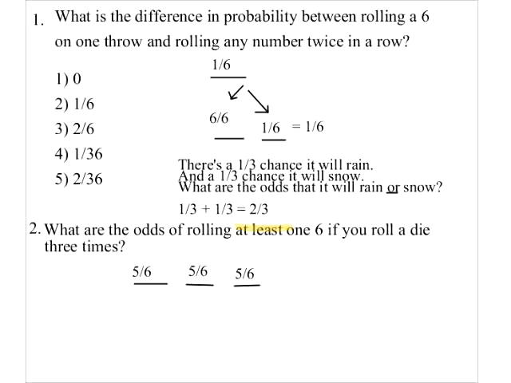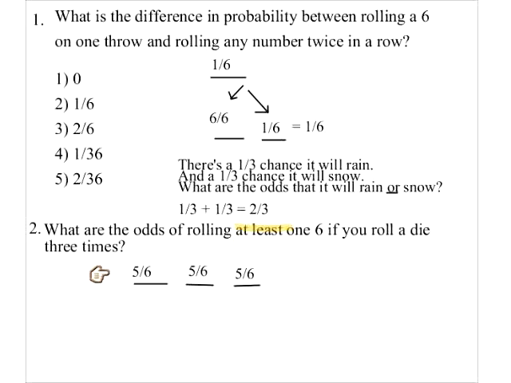Now, is this an and question or an or question? Do I need to multiply or add? I definitely need to multiply. And remember, you guys, if I added here, I would get something bigger than 1. I would get 15/6. Probabilities can never get bigger than 1. So if you ever get something bigger than 1, you have screwed up somewhere along the line.